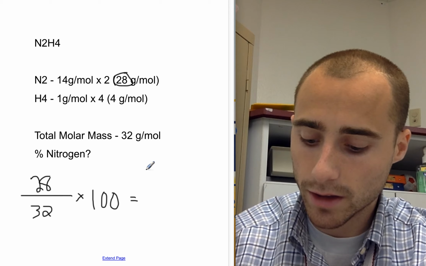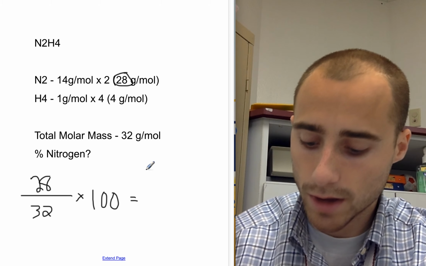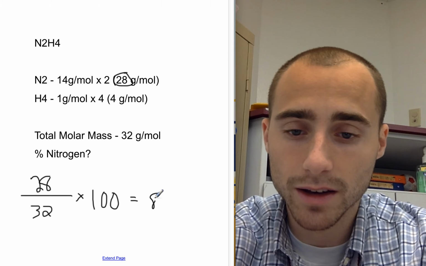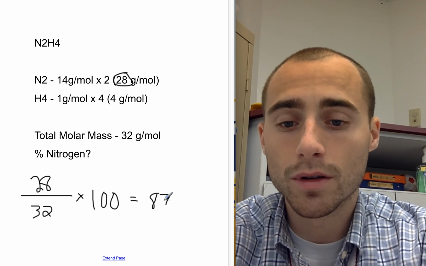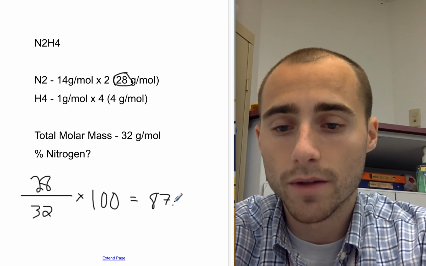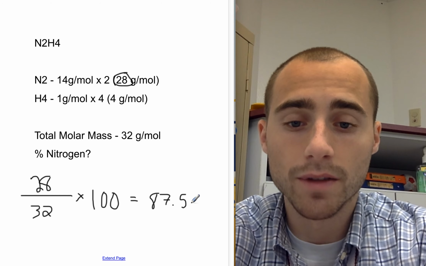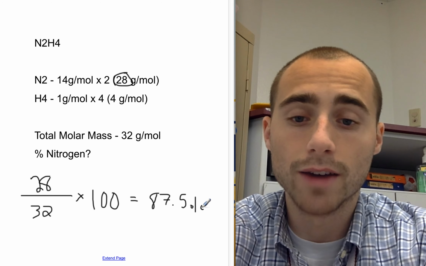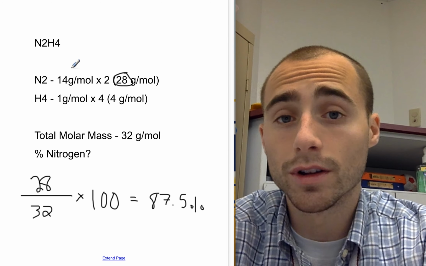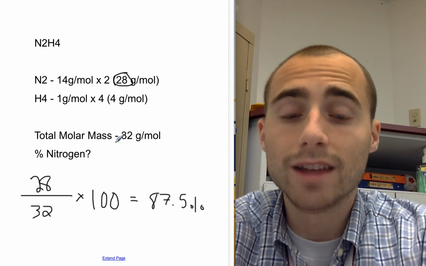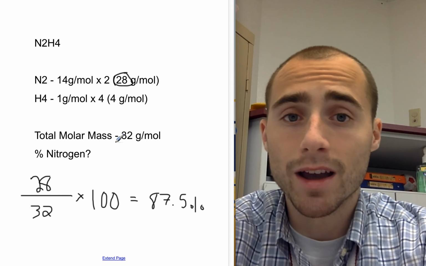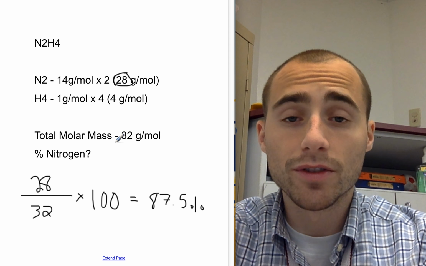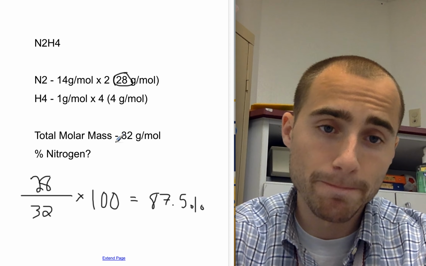28 divided by 32, times 100, is about 87.5%. 87.5% of this compound is made up of nitrogen. So even though there are 4 hydrogens and only 2 nitrogens, still 87.5% of the compound is made up of nitrogen. So that is percent composition. If you have questions, as always, just ask. Farewell.